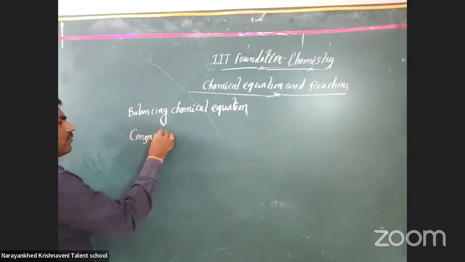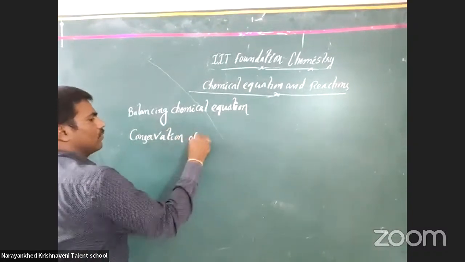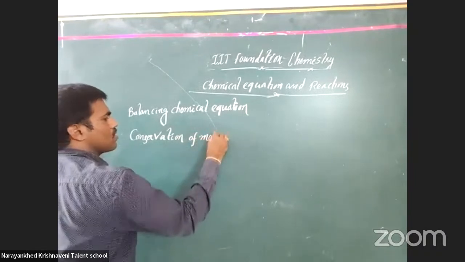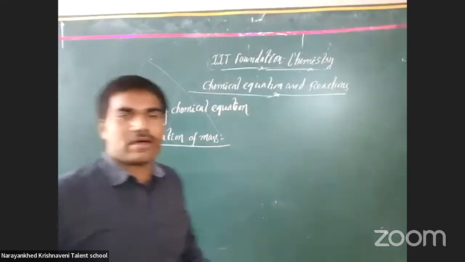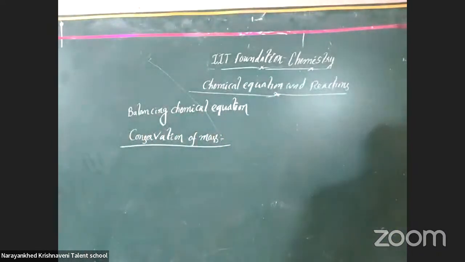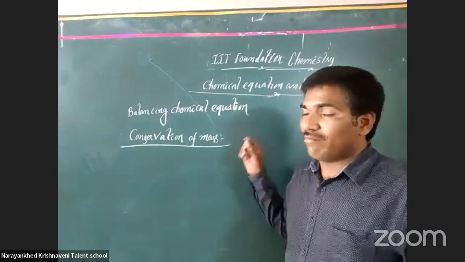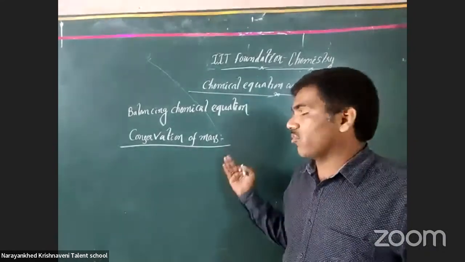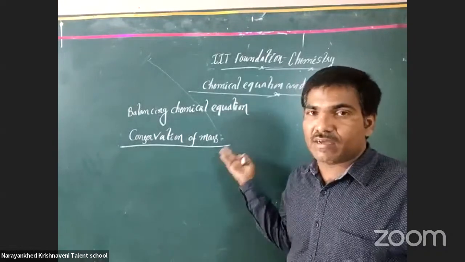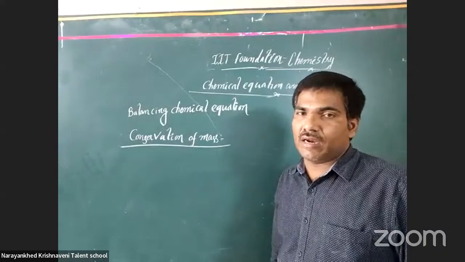Conservation of mass. Which one is called the conservation of mass? The conservation of mass is nothing but that mass is not created by us, mass is not destroyed by us, and mass is converted from one form to another form. Got it or not? Yes.